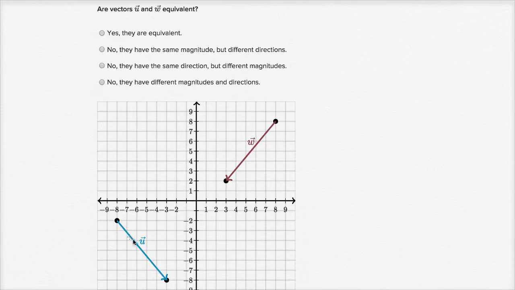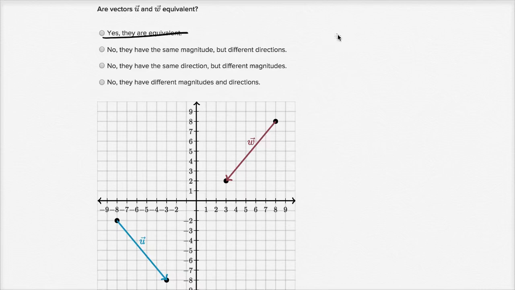And so we can see vector u here in blue and vector w right over here. And we have to remember, a vector is defined by both having a magnitude and a direction. And so for two vectors to be equivalent, they have to have the same magnitude and the same direction. So when I look at these two, they are clearly pointing in different directions. Vector u is pointing to the bottom right, that's the direction it's pointing in, and vector w is pointing to the bottom left. So they definitely are not equivalent.